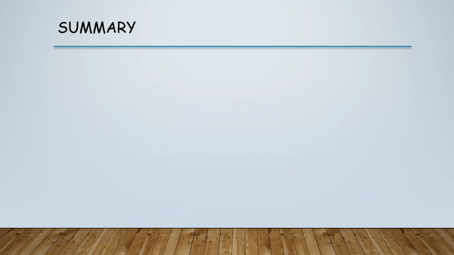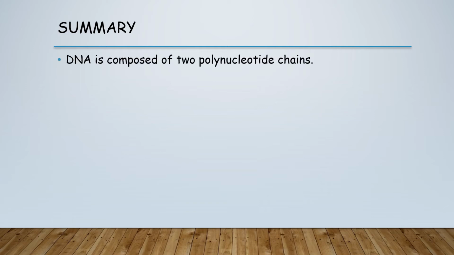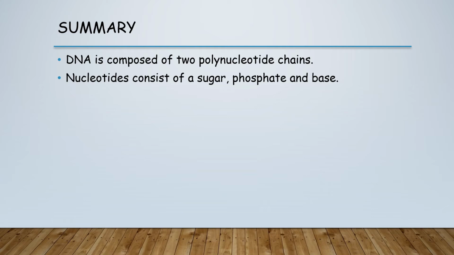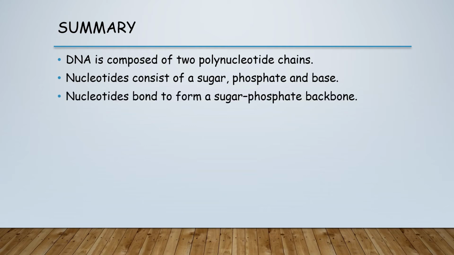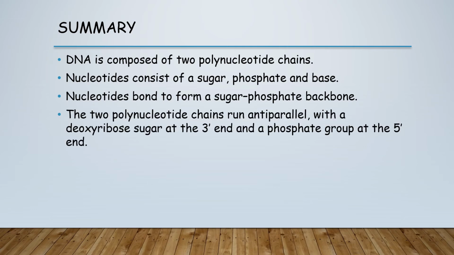So in summary of what we've done so far, some of which is existing information, some of which is new information. DNA is comprised of two polynucleotide chains. So poly meaning many nucleotides. Nucleotides consist of sugar, phosphate, base. Nucleotides bond to form a sugar-phosphate backbone.